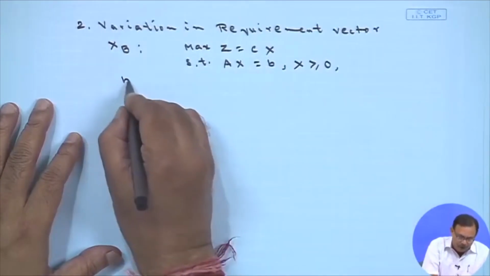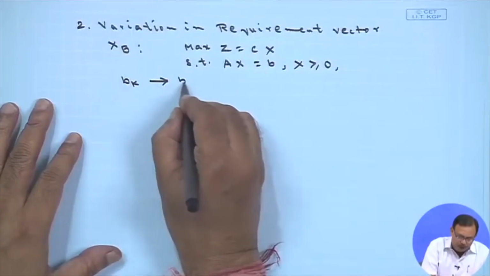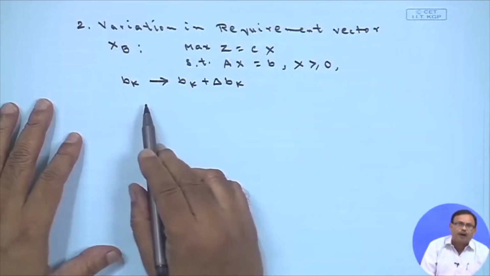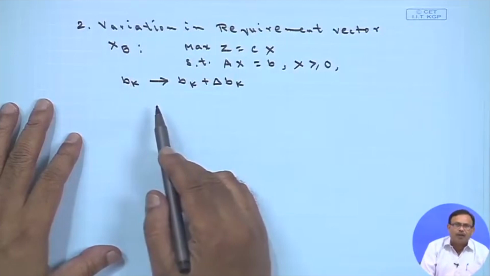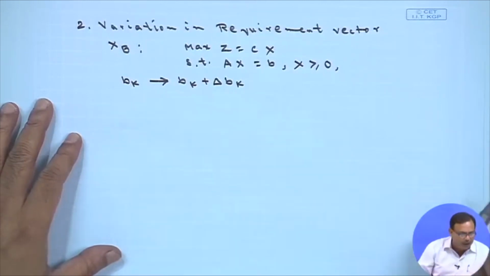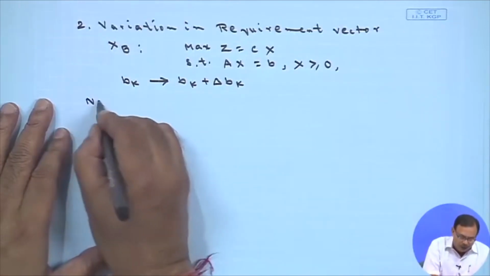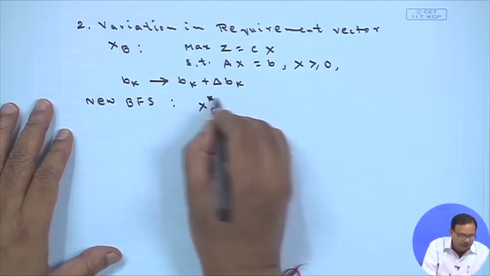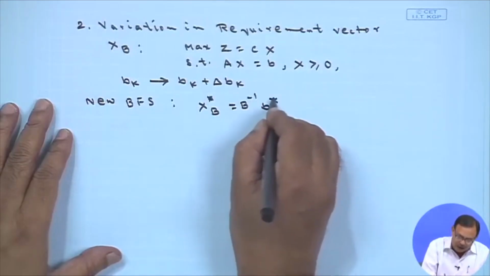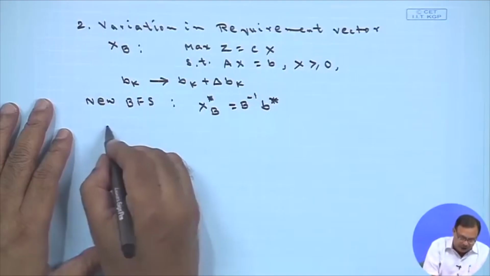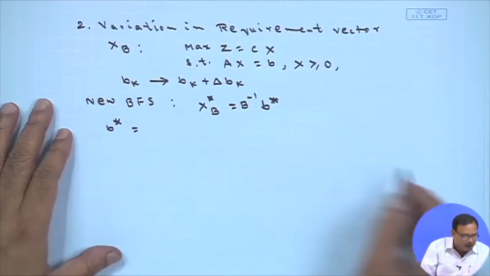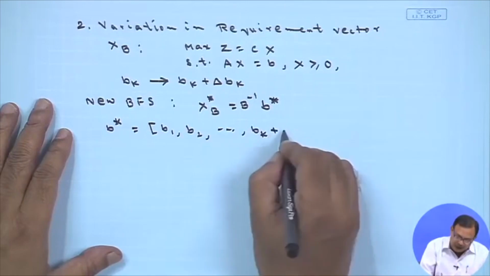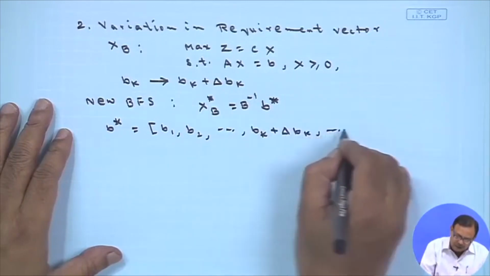So, suppose your bk is changed to bk plus delta bk. Suppose the kth component of the requirement vector b changed from bk to bk plus delta bk. So, what will be the new basic feasible solution? The new basic feasible solution will be, say, xb star equals B inverse b star, where your b star is nothing but this one, b1, b2 like this, and your bk has been changed to bk plus delta bk, and bm.